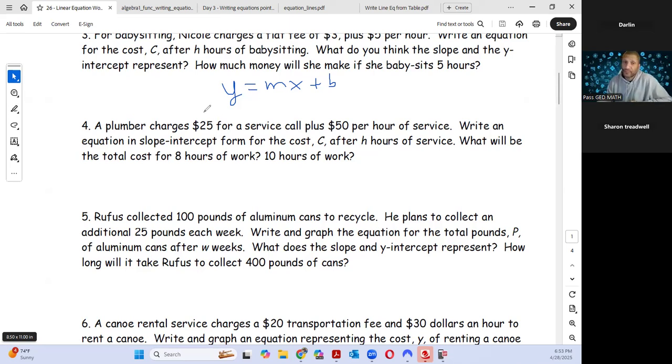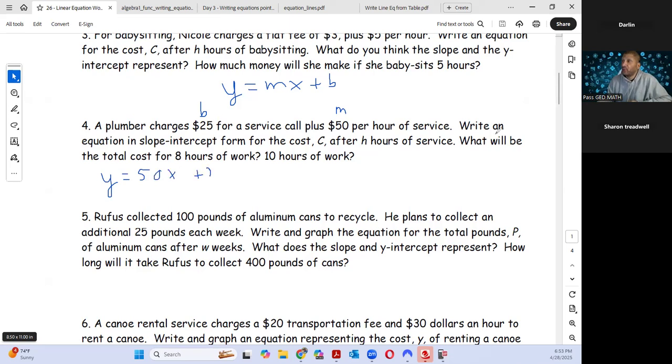Say it again, you were for breaking up service. What's our b? $25. And what's our m? Our m is $50 per hour. So if our m is 50 and our b is 25, what's my equation of the line? Y equals 50x plus 25.